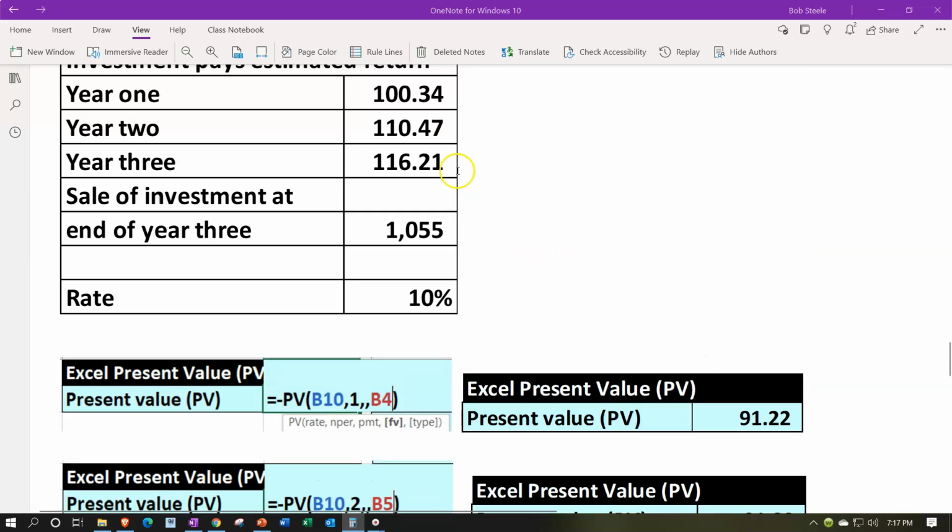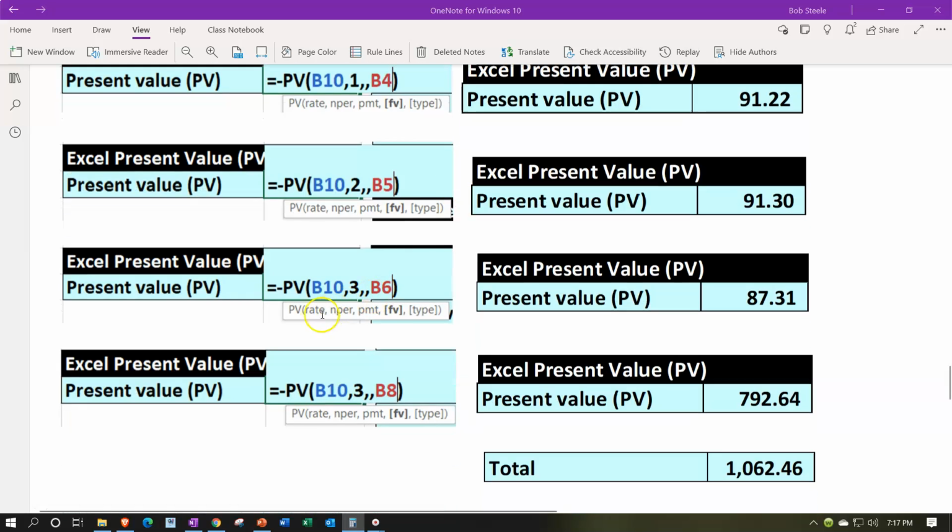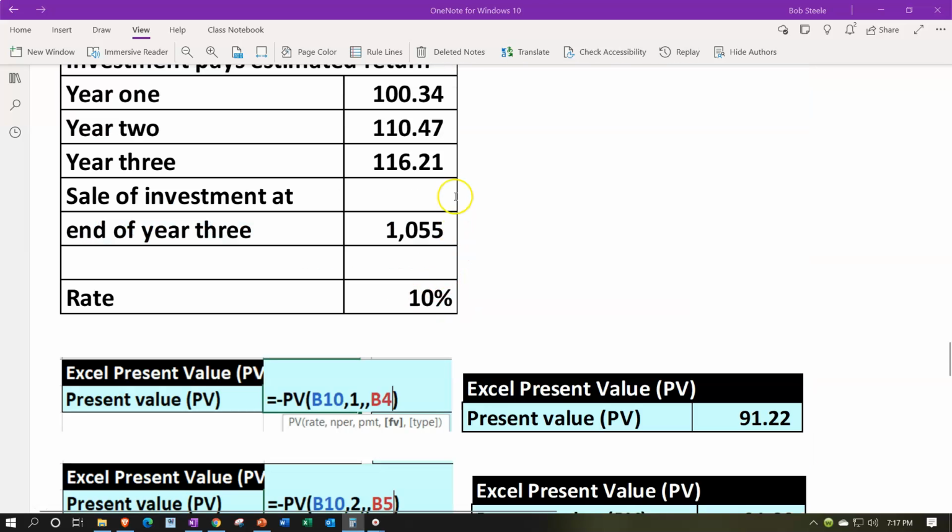Then we'll take the third one, the 116.21, do that again. Present value, the rate would then be the 6%. The number of periods now 3, because this is 3 years out. Then comma, because there's no payment. And then we have the future value, which this time would be the 116.21. Note that we might be able to combine these two together because they both happen 3 years out, even though they're different things, one being the dividend, the other being the sale.